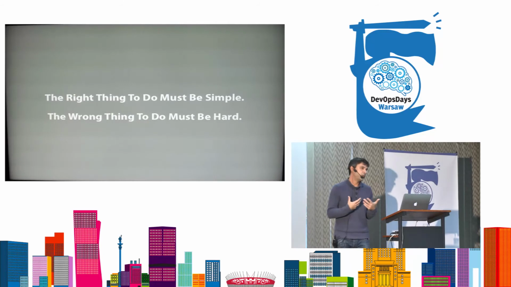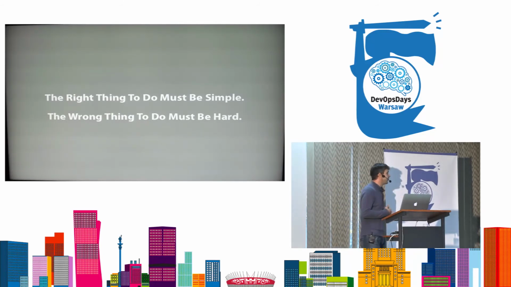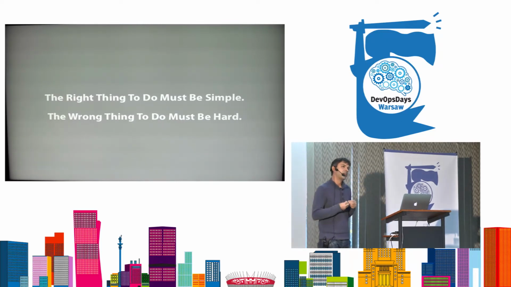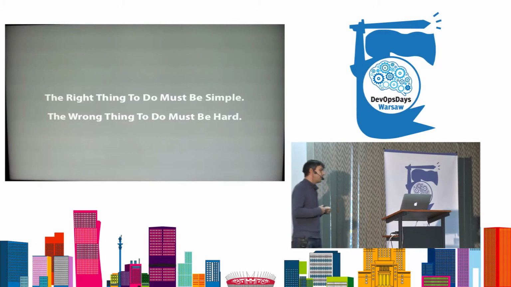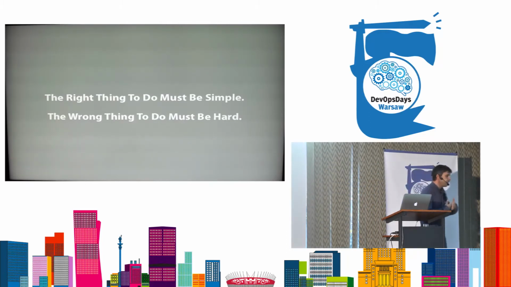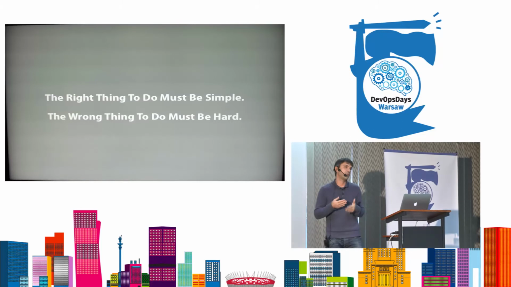So whatever you do, and no matter if it's performance instrumentation or whatever, the right thing to do must be really simple, and the wrong thing to do must be really hard. It's just like a river that follows the path of least resistance. You must ensure that path of least resistance is the right one.